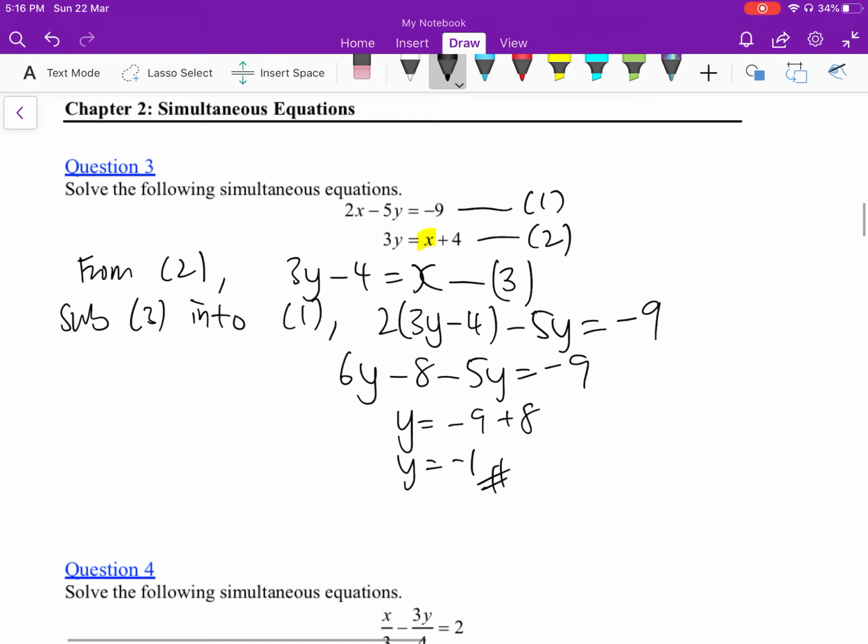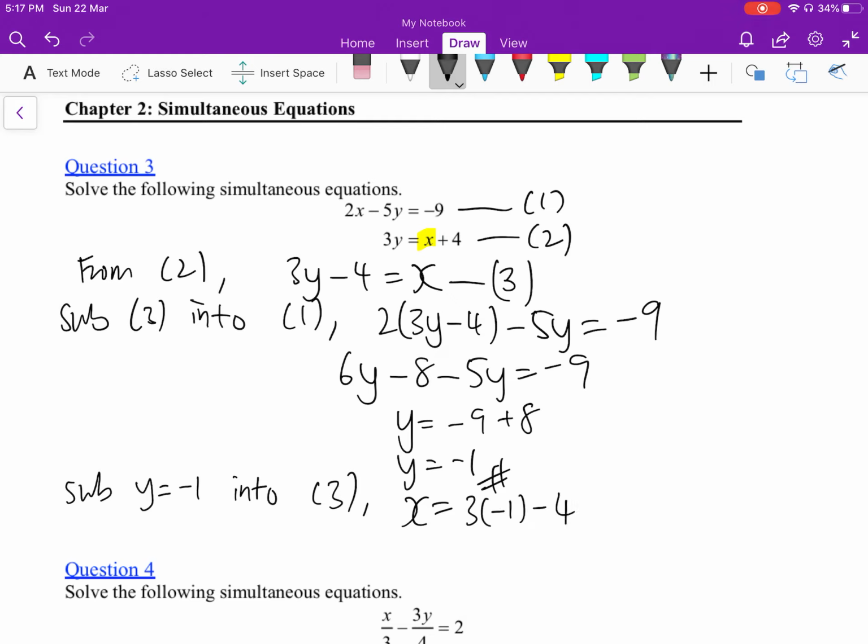And you're done. Now I want to find my x. I will sub y equals negative 1 into equation 3, because equation 3 is x equals 3y minus 4, so it's easier to use this equation to find x. So x equals 3 times negative 1 minus 4. Negative 3 minus 4, my answer will be negative 7.